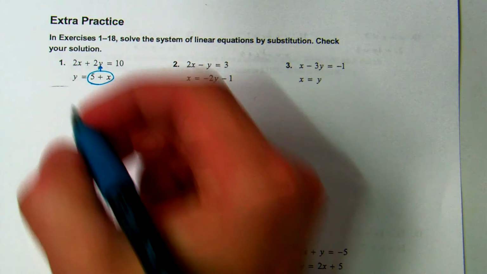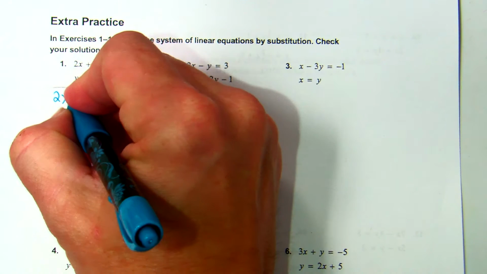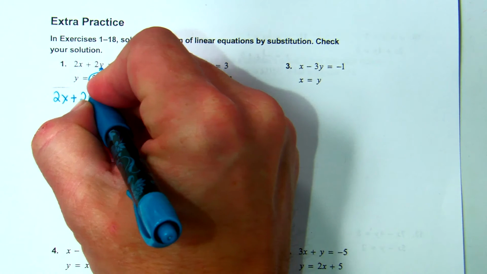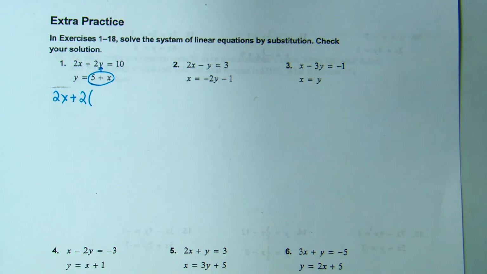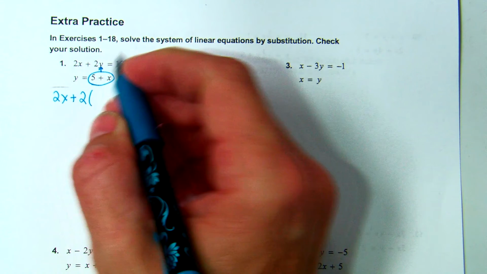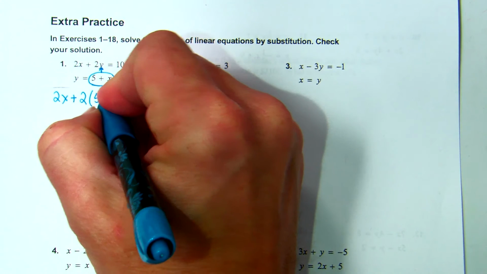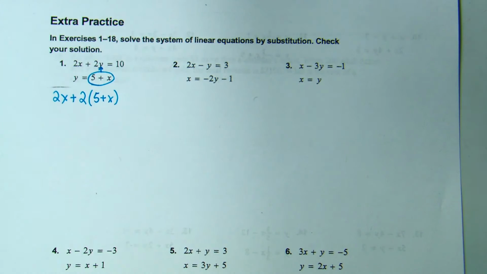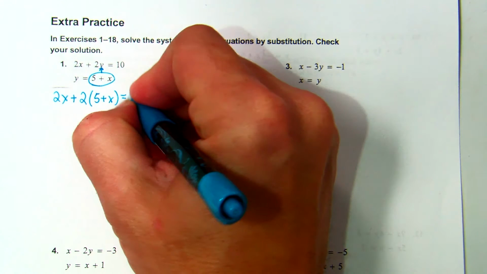So let's do that. 2x plus 2 times, and I'm going to open parentheses here because I have an expression that I'm going to put in there instead of y. What does y equal? Well, y equals 5 plus x. So I'm going to put 5 plus x right there. And that's going to be equal to 10.